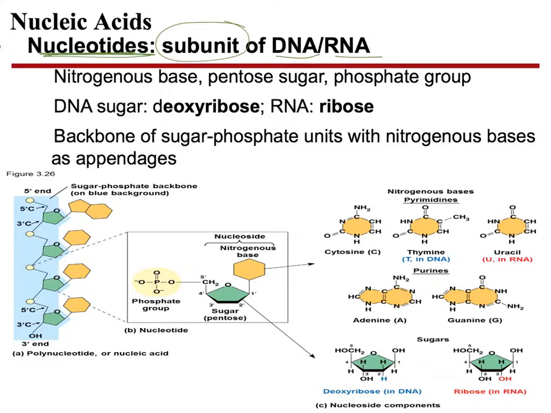A nucleotide contains three parts. It contains a nitrogenous base, and that really is just a base that contains nitrogen. This would be that nitrogenous base. It contains a pentose sugar, that means it is a 5-carbon sugar, right here, and then it contains a phosphate group right here. So it's the combination of those three things which make up the nucleotide.